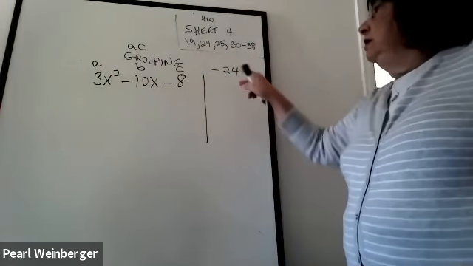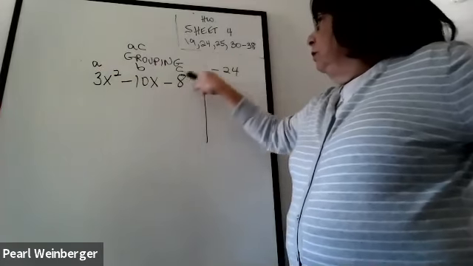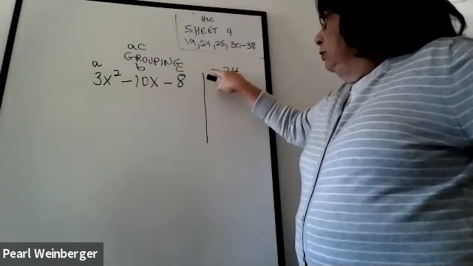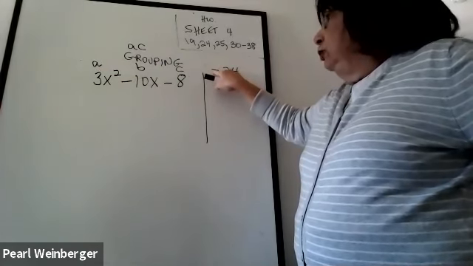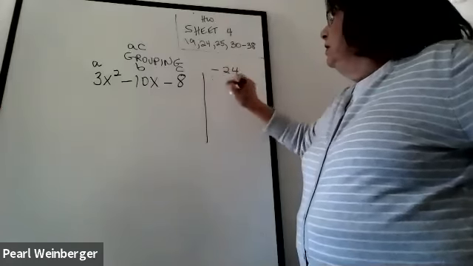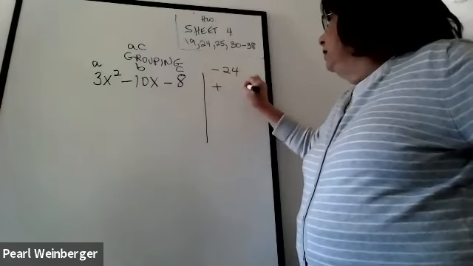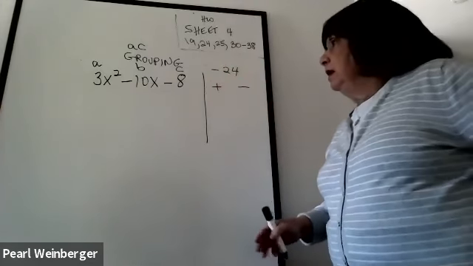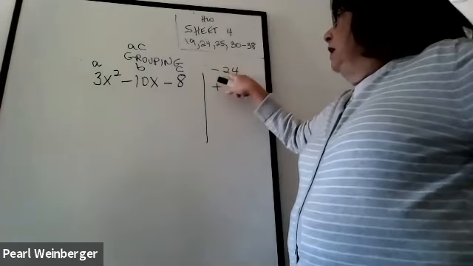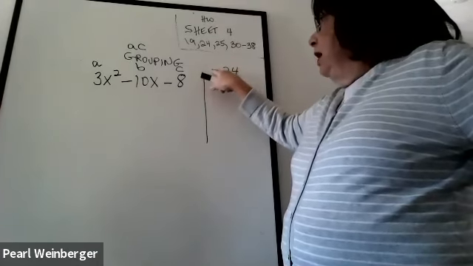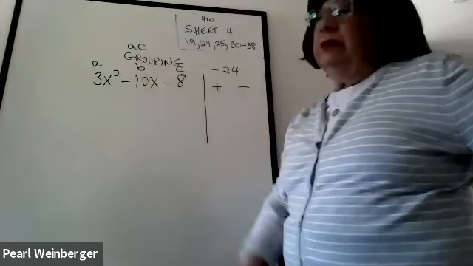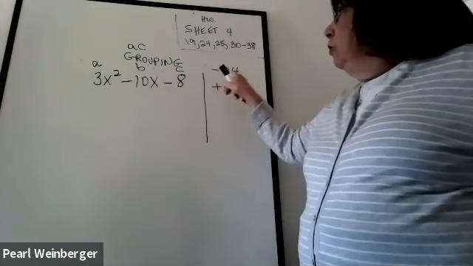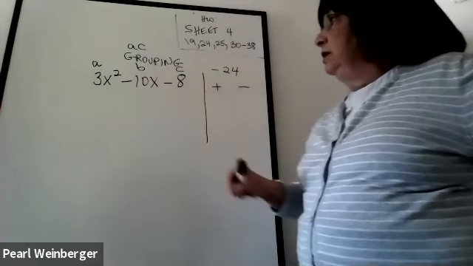And instead of using the negative 8 like we did before, we're going to use a negative 24. First of all, we're going to want to find two numbers that multiply to a negative 24. Well, since it's negative, one will have to be positive and one will have to be negative, like we did before. Not only that, they have to multiply to 24 and subtract, because this is minus, to 10.